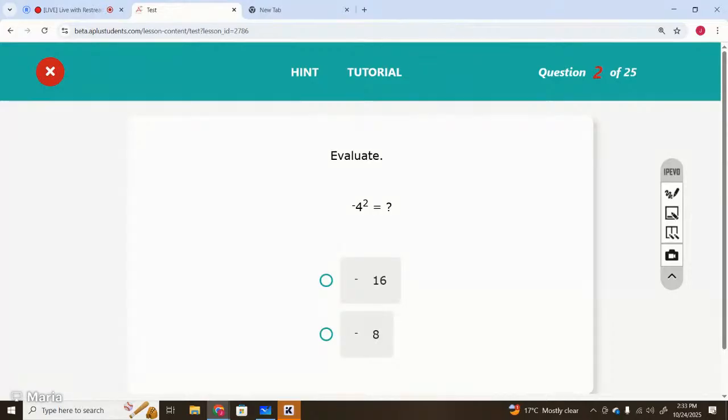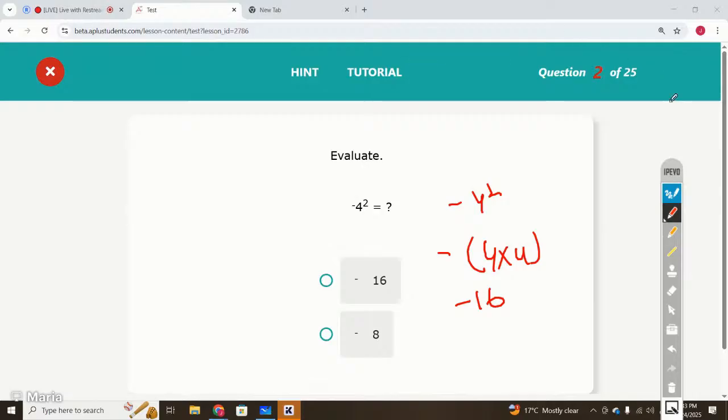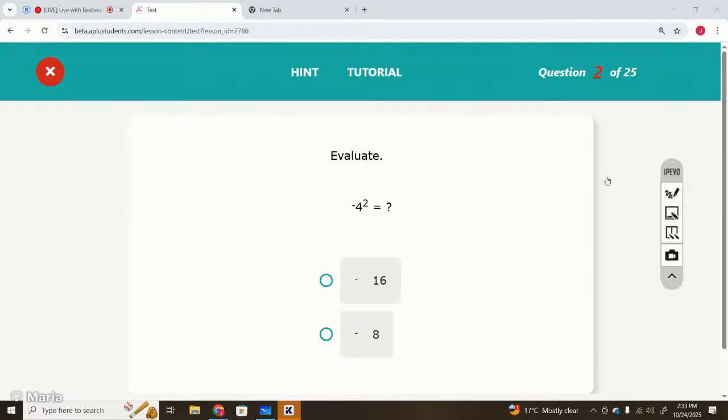Negative 4 square. This negative sign is not with the 4, right? It is like this. So keep the negative sign as it is and evaluate 4 times 4. So negative 16 it is. Option number 1 is the correct option. That would be negative 16.